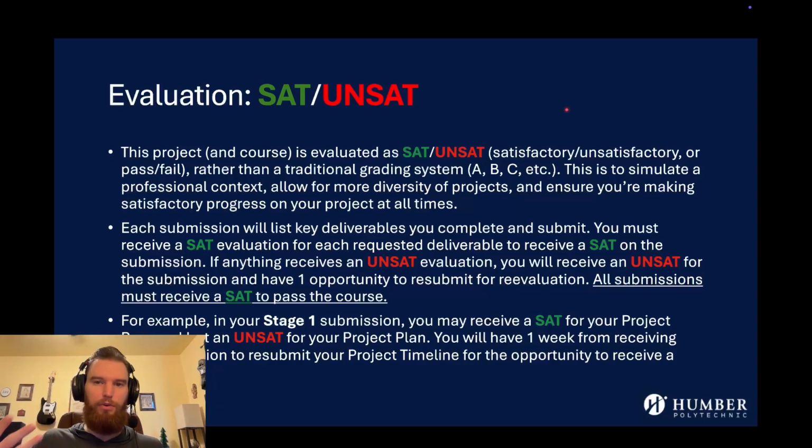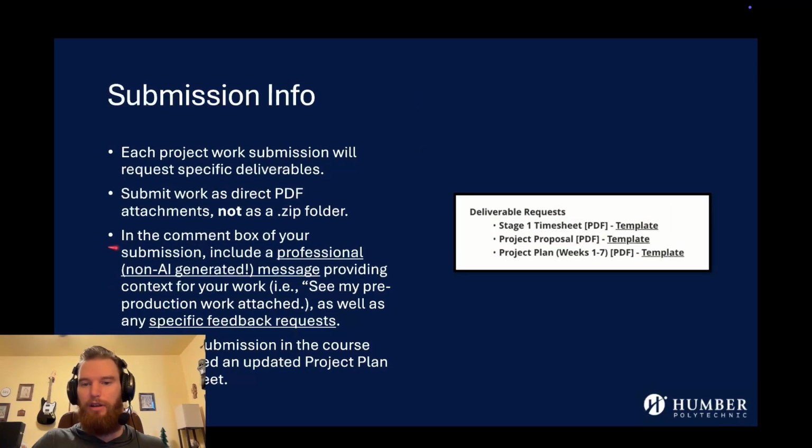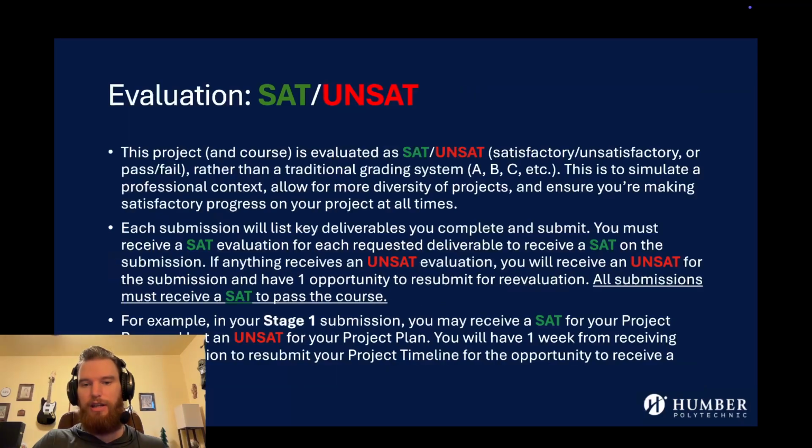So really what I'll be looking for in each project submission is to ensure you're making satisfactory progress at any given time, right? That's really what this is about. You incrementally working on this project, submitting things at checkpoints, and ensuring you're on track. Each submission will list key deliverables for you to complete and submit. You must receive a SAT evaluation for each requested deliverable to receive a SAT on the submission. So if we look back at this, a submission may ask for these 3 deliverables. You would need to receive a satisfactory on all 3 to receive a satisfactory for the submission as a whole.